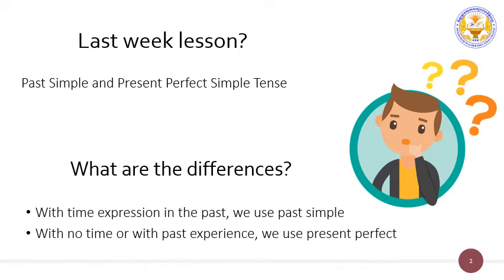We use past simple with a time expression when you want to express an activity that happened in the past and completely in the past. But for present perfect tense, when you just want to express an activity that happened in the past with no time, or you just want to express the activity only, just like you want to show your experience, you need to use present perfect.